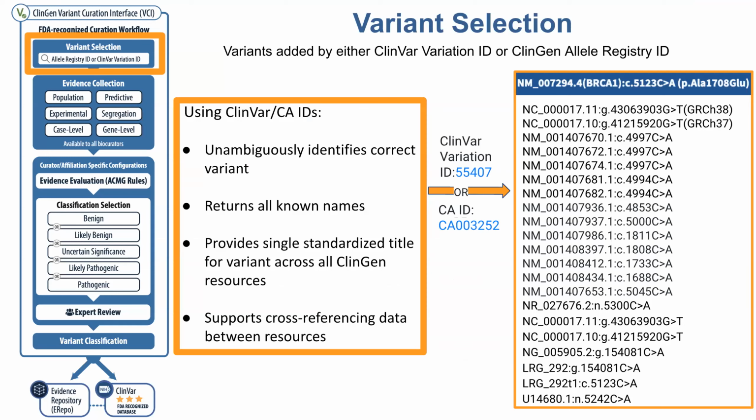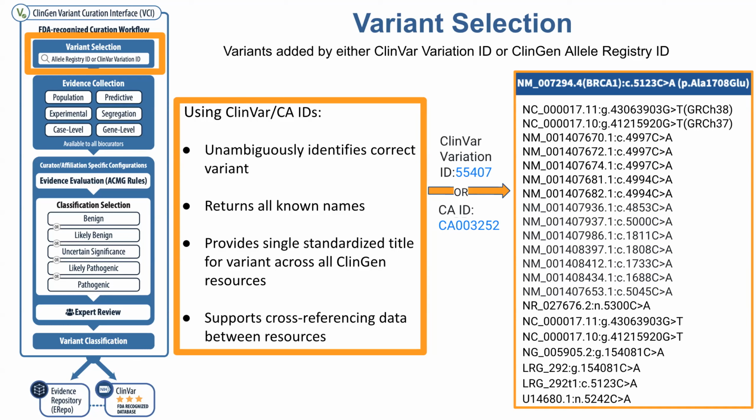So as I said earlier, the first step is to select the variant you want to curate, and you do this by adding in either a ClinVar variation ID or a ClinGen allele registry ID. Adding either of these will unambiguously identify the variant. For instance, all known names for that variant will be returned for you to check that you have the right one, that you put the right ID in.